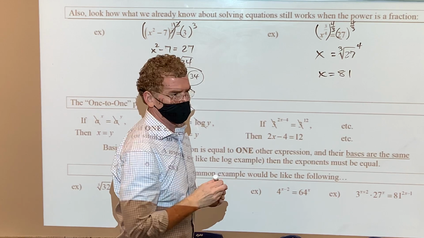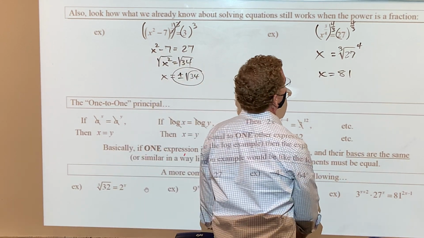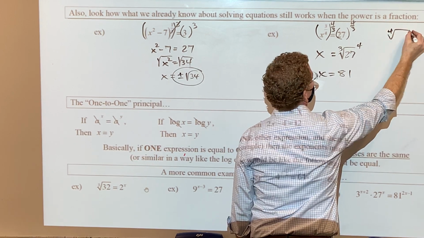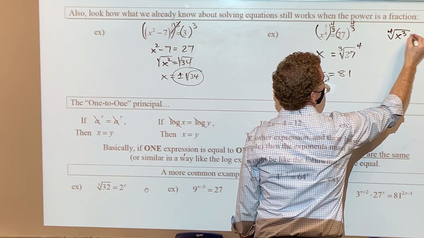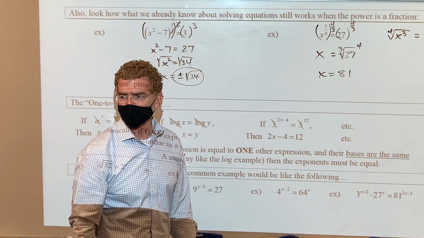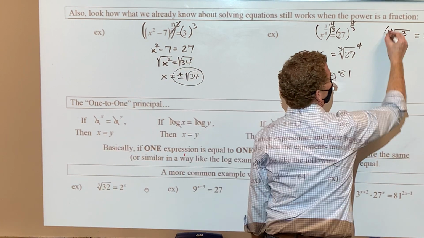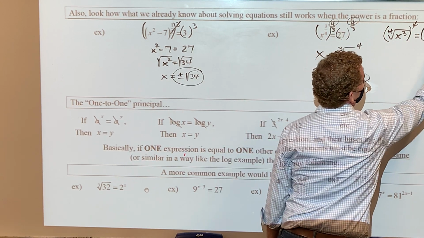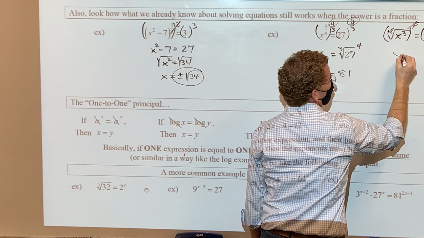Now, that's one option. Another option is to go, oh, I don't like the land that we're living in right now, so I'm going to change that back to the 4th root of x cubed. And then what would you do to get rid of the 4th root? Raise it to the 4th power. Well, you did that here with the 4th power. And it cancels, and you get x cubed.